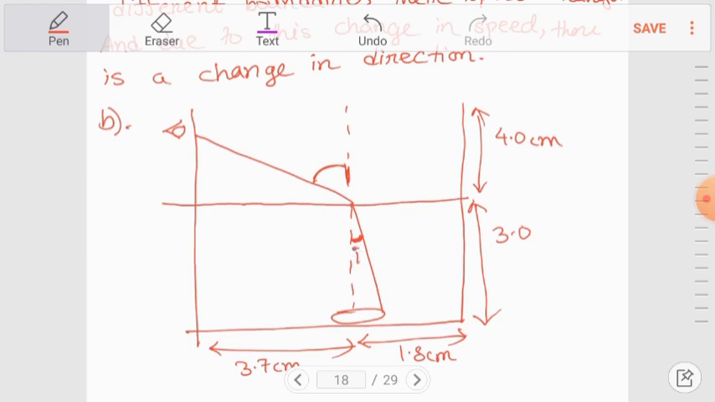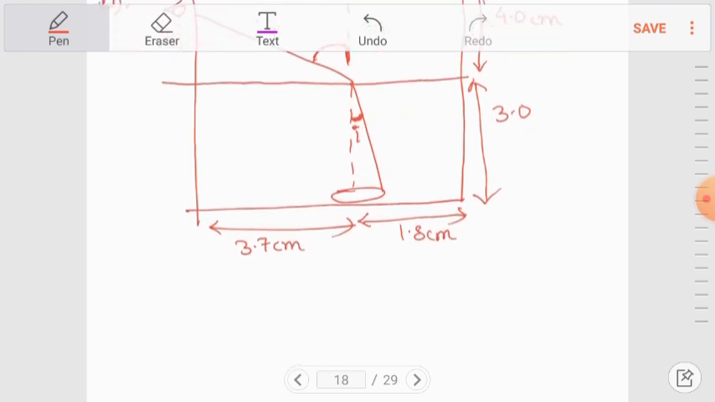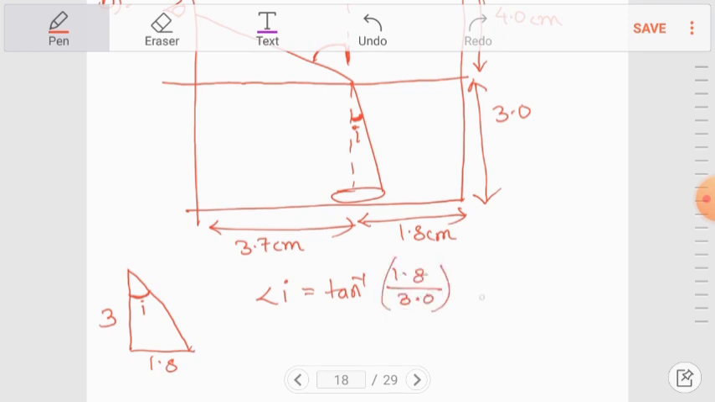Now, the angle of incidence makes a triangle with this entire structure. Let me draw it a little. The entire structure makes this triangle. This is the angle of incidence that we need to find. The base is 1.8 and the height is 3. So the angle of incidence would be tan inverse of 1.8 over 3.0, and if you calculate it, it gives a value of 30.96 degrees.